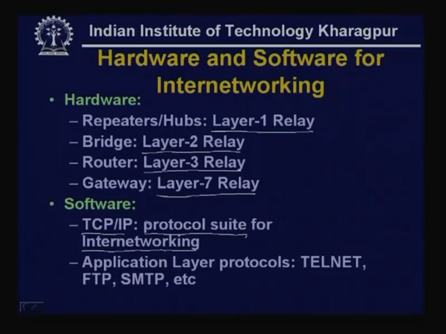So this TCP/IP acts as glue, which binds all different types of networks into one. So TCP/IP is software which acts as a glue and actually puts different networks together into one network. And of course, there are application layer protocols which operate on top of TCP/IP, like Telnet, FTP, SMTP. We shall discuss them later on.